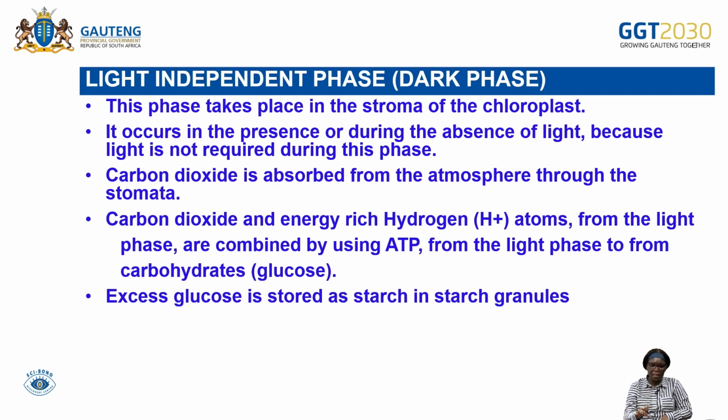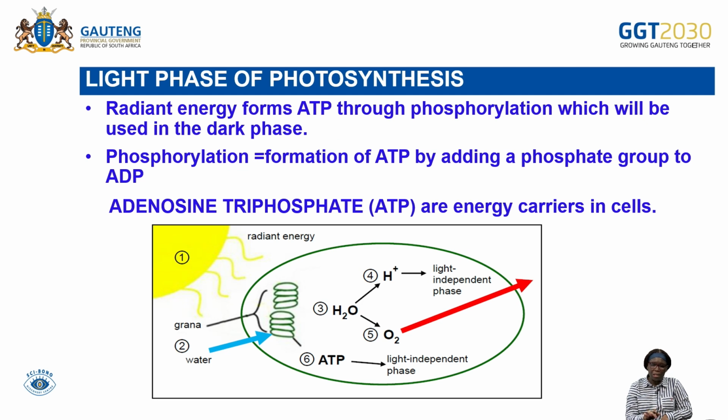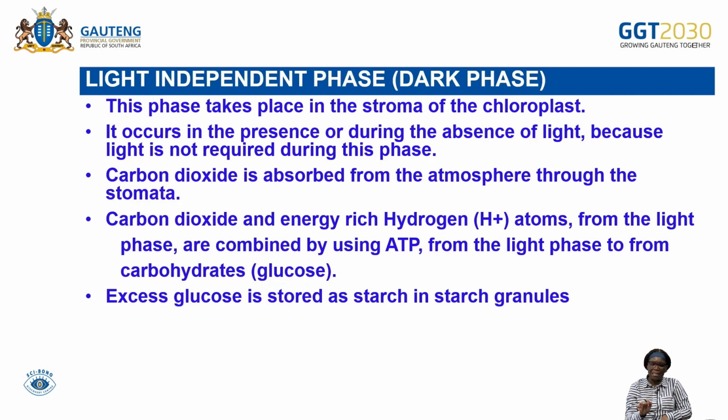Then during this phase, oxygen, during the light phase of photosynthesis or the light-dependent phase, will be released to the atmosphere as a byproduct. And hydrogen will be highly energized, and this hydrogen will now be moved to the stroma for the light-independent phase to take place. And also ATP will assist in the dark phase of photosynthesis.